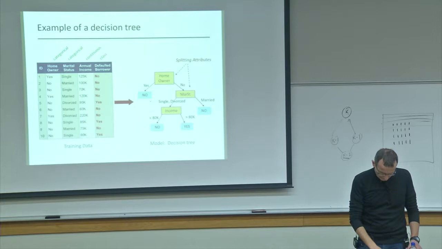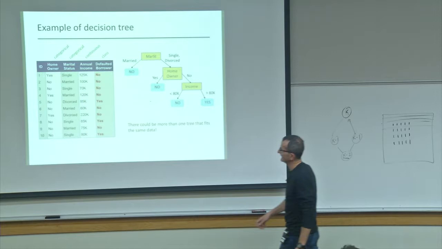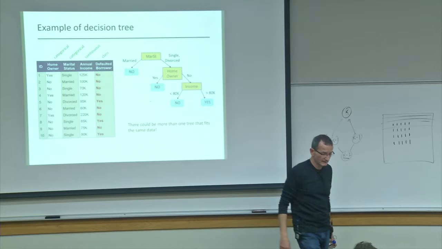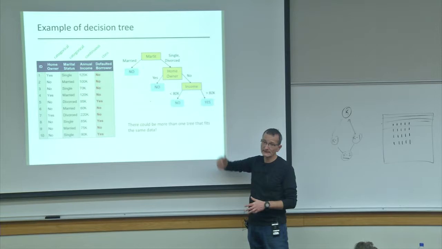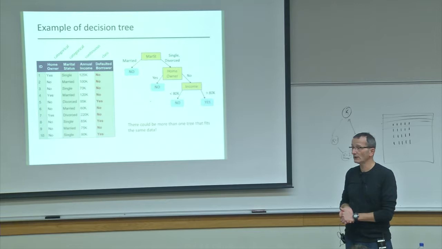So given a data set, I can potentially generate a bunch of decision trees. And the whole problem and the task of actually building a decision tree is to generate the best possible decision tree for the task. We need to think a little bit about how to measure the quality of the decision tree.